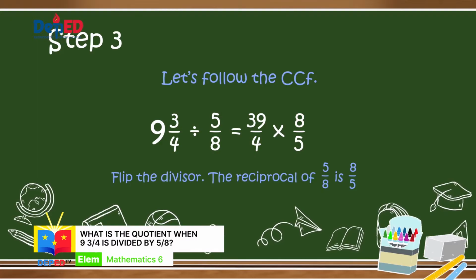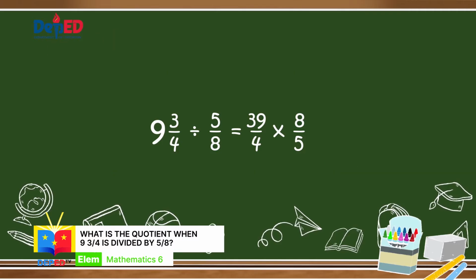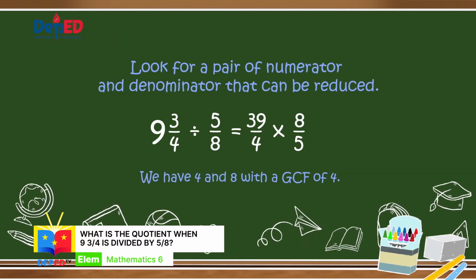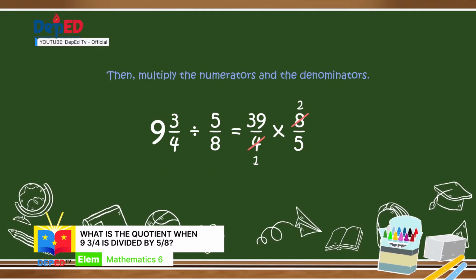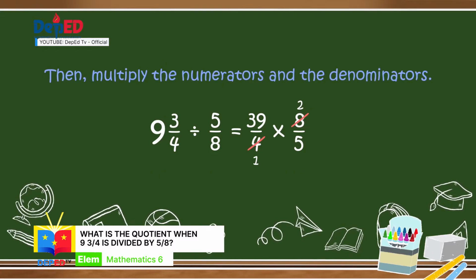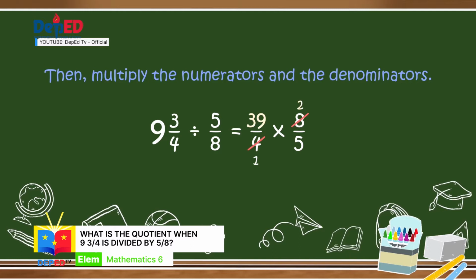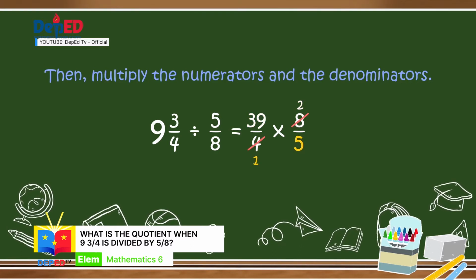39/4 times 8/5. Look for a pair of numerator and denominator that can be reduced. We have 4 and 8 with a GCF of 4. 4 divided by 4 becomes 1. 8 divided by 4 becomes 2. Then, multiply the numerators and the denominators. 39 times 2 equals 78. 1 times 5 equals 5.